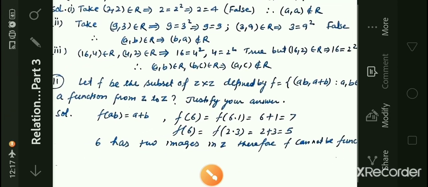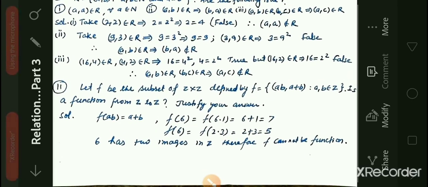Now question number 11. Let f be the subset of Z cross Z defined by f is equal to {(ab, a plus b) such that a, b belonging to Z}. Is it a function from Z to Z? Now we have to check whether it is a function or not. For a relation to be a function, it must satisfy its definition. That means no element can have two or more images in the codomain. So here the function is f(ab) is equal to a plus b.